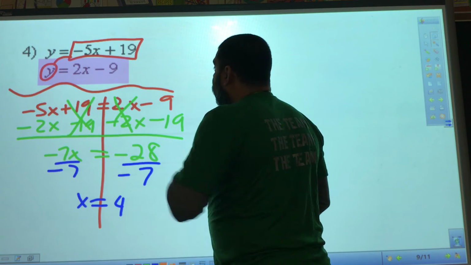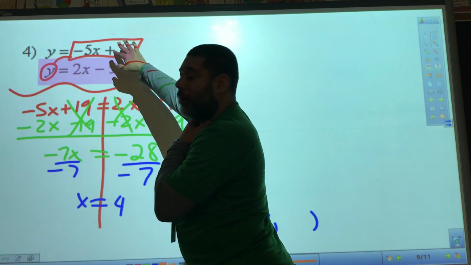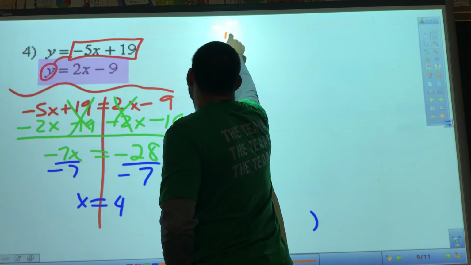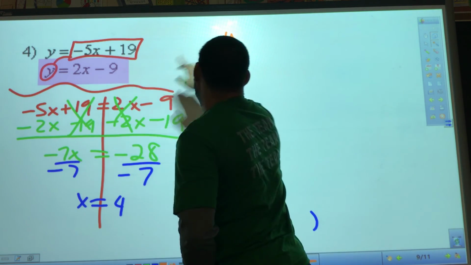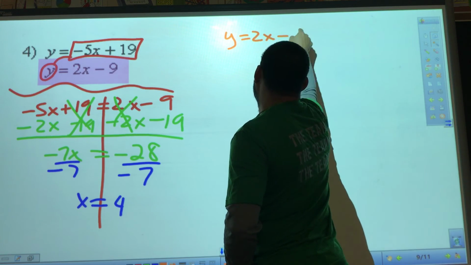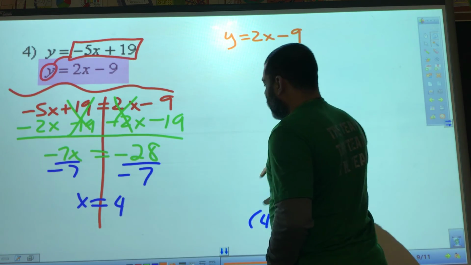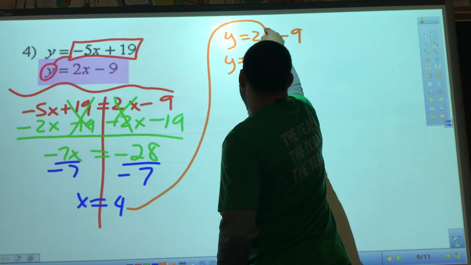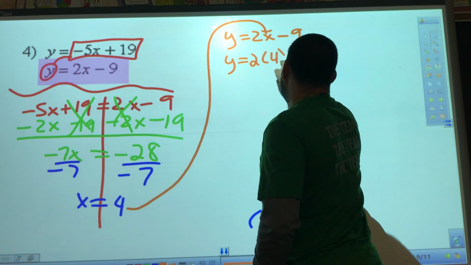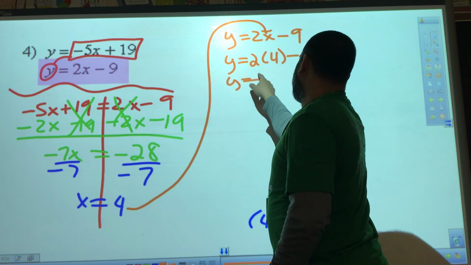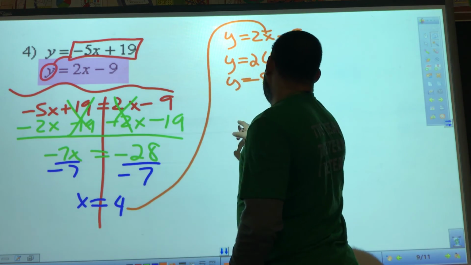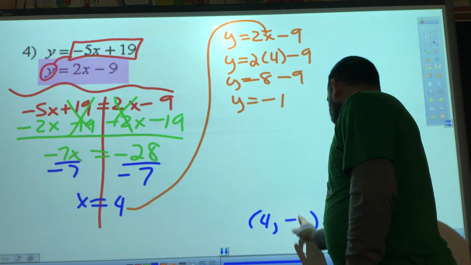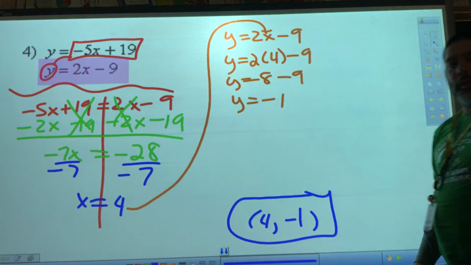Now when I'm looking at these, you don't always have to use the top one. Okay? You can, but you can use the bottom one. You're going to get the same answer. Okay? I actually prefer the bottom one because it's got smaller numbers in it. So I'm just going to go ahead and use the bottom one here. So we got 4 is my x, so it goes in for x. So 2 times 4 minus 9. 2 times 4 is 8. 8 minus 9 is negative 1. So I get 4, negative 1. Okay?